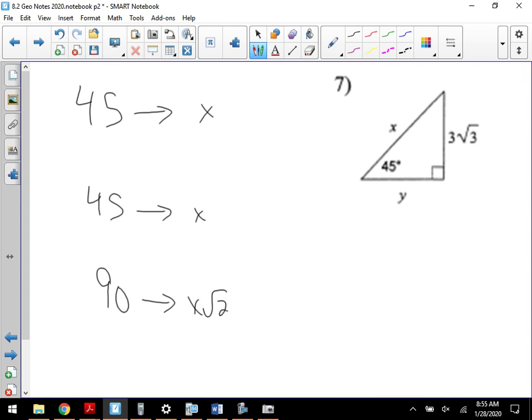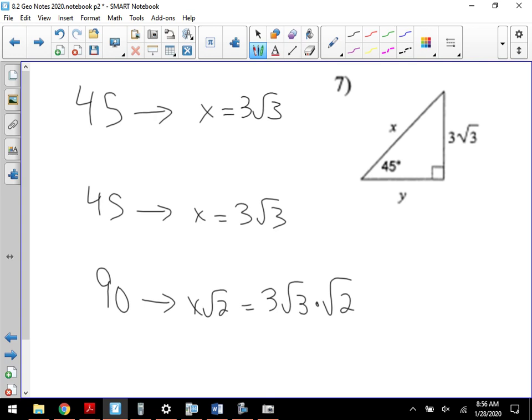Okay? In this case here, you go across from which one? 45. So across from my 45 is 3 root 3, which means everywhere I see a value of x, I'm going to put 3 root 3. Now, here, I'm not dividing anything because it's 3 root 3 times the square root of 2, so I'm substituting it in.